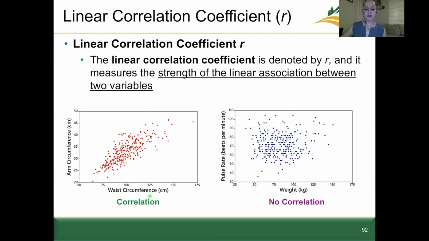Now let's remember here what the two variables are. For the graph on the left, one variable is waist circumference in centimeters, the other variable is arm circumference. Now the two variables here on the graph on the right, we have weight in kilograms as our first variable. As our second variable, we have pulse rate. So if we can obtain r, which is the linear correlation coefficient, we can tell numerically, in addition to visually, if there is truly a correlation between our two variables here.